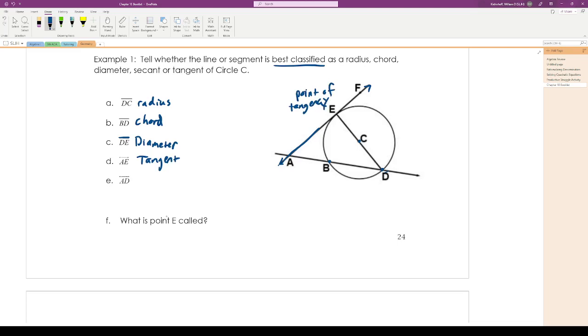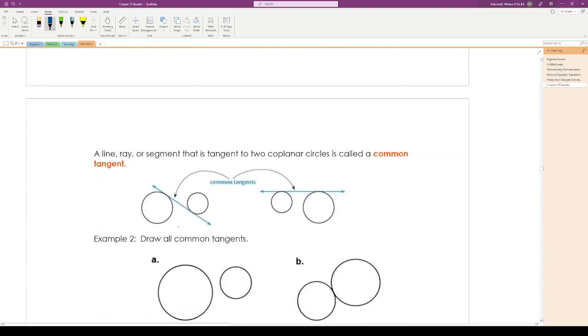And then line AD is going to be a secant because it intersects the circle at B and D, so it's not tangent. It has more than one point of intersection. Point E is the point of tangency. I didn't realize they were going to ask us that.